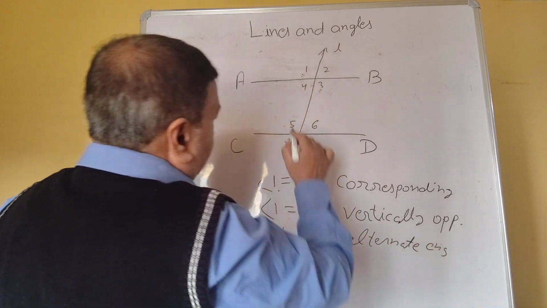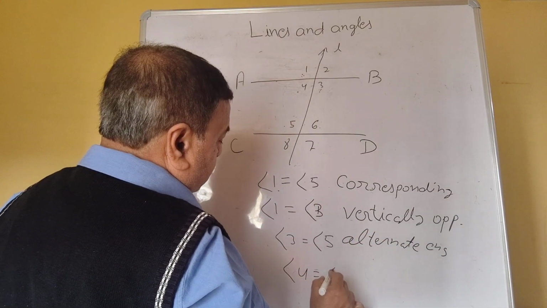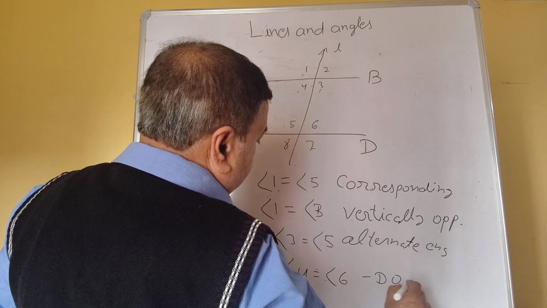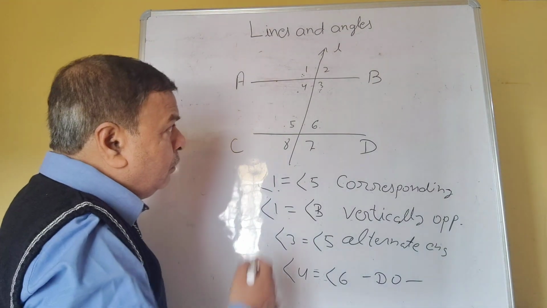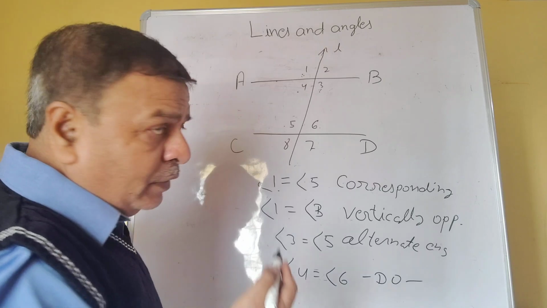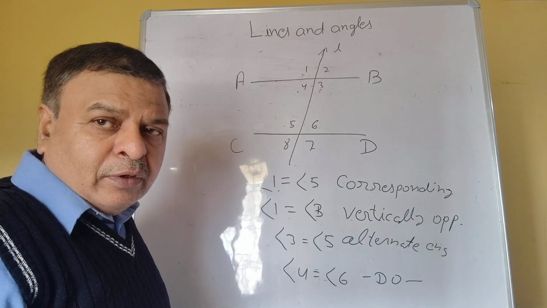Okay. Similarly, angle 4 will be equal to angle 6. Again, this is also an alternate angle. Is that clear to you? It's very simple. Now we'll solve some questions based on these parallel lines, and they are often asked in examinations, CBSE board, a state board.